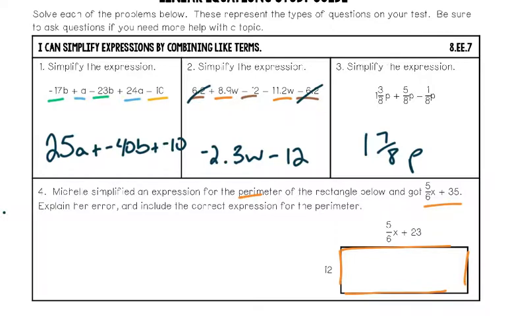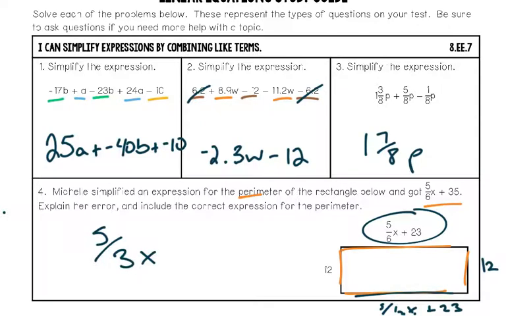It's a rectangle, so I know that this side has a 12. And then underneath it here, I have a 5/6 x plus 23. It's kind of hard to see, but it's just the same thing as this one. So this is there on this side and this side. Same with the 12. So after you add all those together, you should end up with 5/3 x plus 70. And then again, her error was that she forgot to add the other two sides.